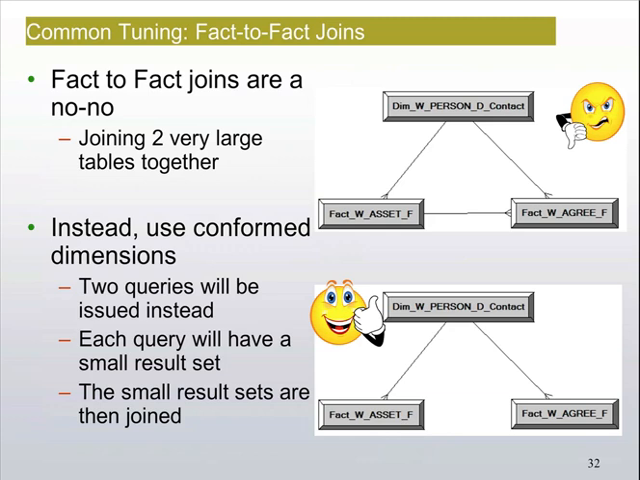The way we actually want to model this inside of OBI is with a conformed dimension. Towards the bottom there, instead of one large query, we want to model two smaller queries. We do a join with contact and asset, and it returns a result set. We do another query with contact and agreement, and it returns a result set. Either in the database or the OBI server, those two small record sets are then joined on contact. This is what's called a conformed dimension query, and this is something we want to do instead of fact-to-fact joins.